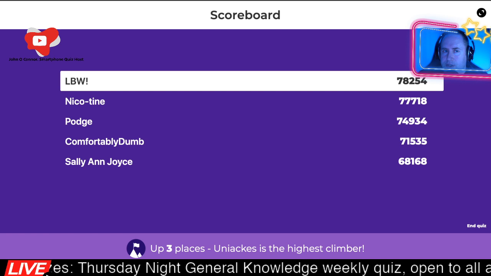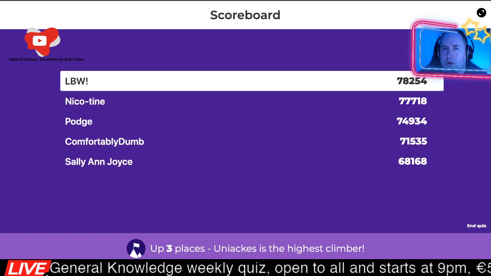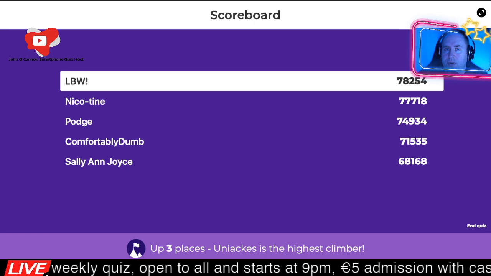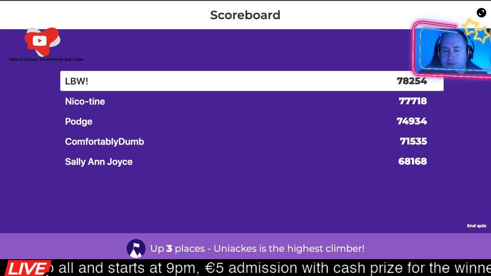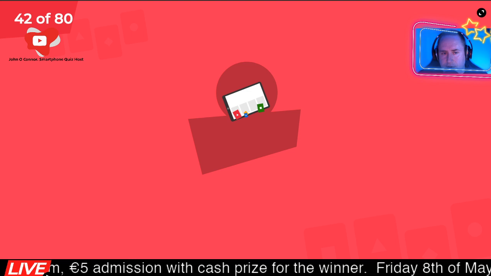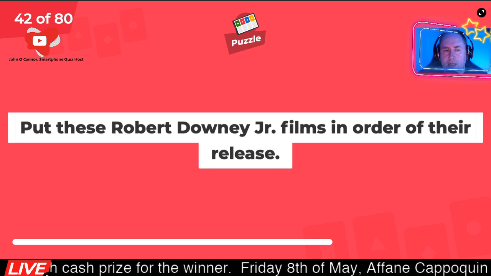Guys, question 42 is a sequence puzzle. You need to put your answers in the correct order from left to right. Your device will change in just a moment. When you're happy with your answer, hit the Kahoot button to lock in your answer. It's like fastest finger on Who Wants to Be a Millionaire. You're dragging the answers from the bottom shelf to the top shelf. From left to right, put these Robert Downey Jr. films in order of their release.